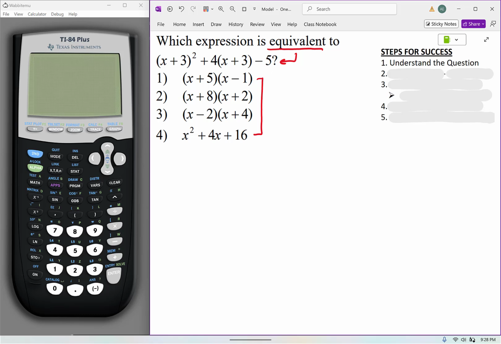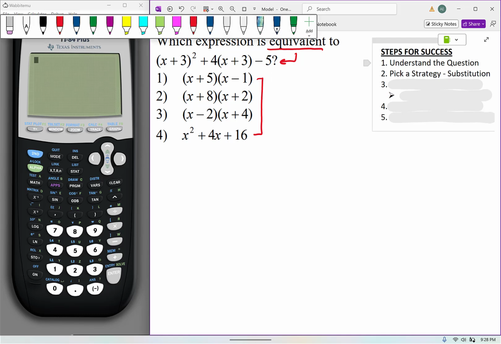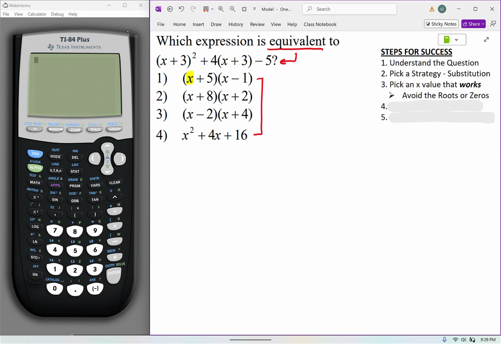We need to pick a strategy. You could factor it, that's a valid strategy, but the strategy I'm going to teach you is the substitution strategy, because you'll notice that each of them has x. So we're going to pick an x value to try and substitute, but we need to pick an x value that will work. So what does that mean?